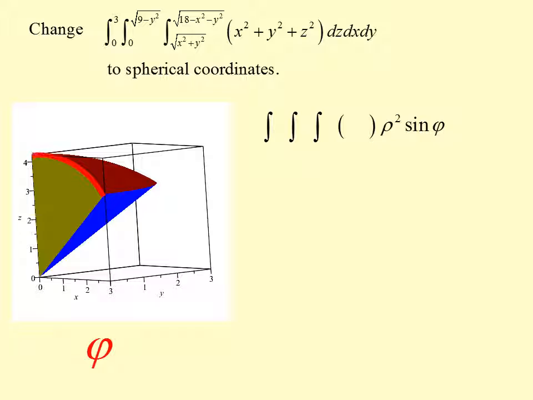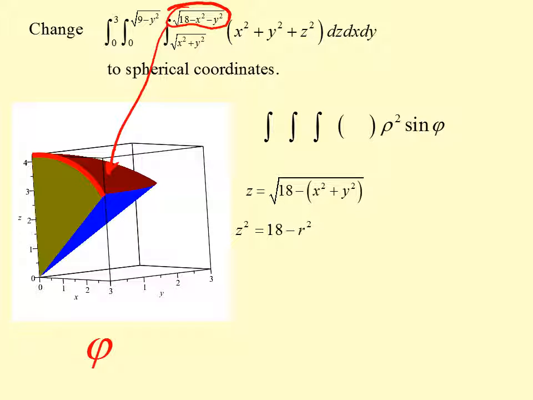So now let's see how we can come up with the phi. Now remember, phi is the angle from the positive z-axis around to the edge there. So we need to describe that. Now, we will take the red surface, and do a little changing. The x squared plus y squared is r squared. And if we move the r squared to the other side, we get z squared plus r squared equals 18. So that's a description for that red surface.